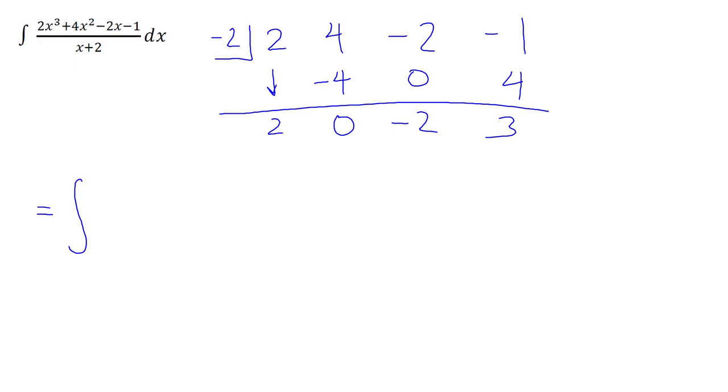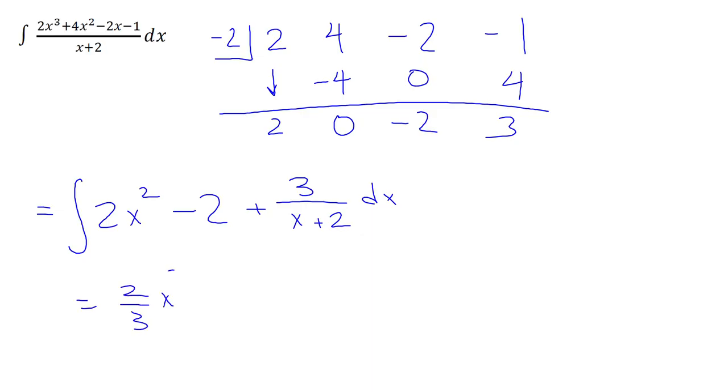So this integral is the same as the integral of now 2x squared, right, because we dropped down a power, plus 0x, so I don't need to bother to write that, and then minus 2 plus the remainder of 3 over our original x plus 2 that was in the denominator. And so this just becomes 2/3 x cubed minus 2x. And again, this is a simple u sub here, where u is x plus 2 and du is dx. So it just becomes 3 natural log absolute value of x plus 2, and of course plus c.